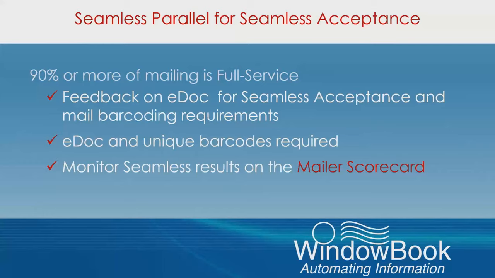So for mailers to get started with seamless acceptance, you would first go into what's called seamless parallel. And everybody should be in seamless parallel by this point, because it's going to be mandated for full seamless starting in June and July of next year. If for some reason you are not in seamless parallel, you do need to be contacting your local business mail entry or perhaps your district level.